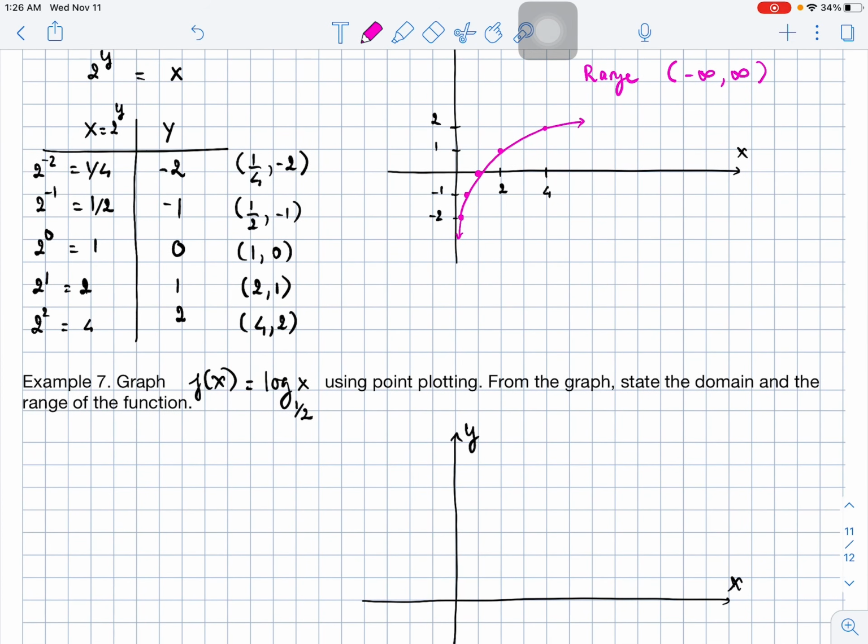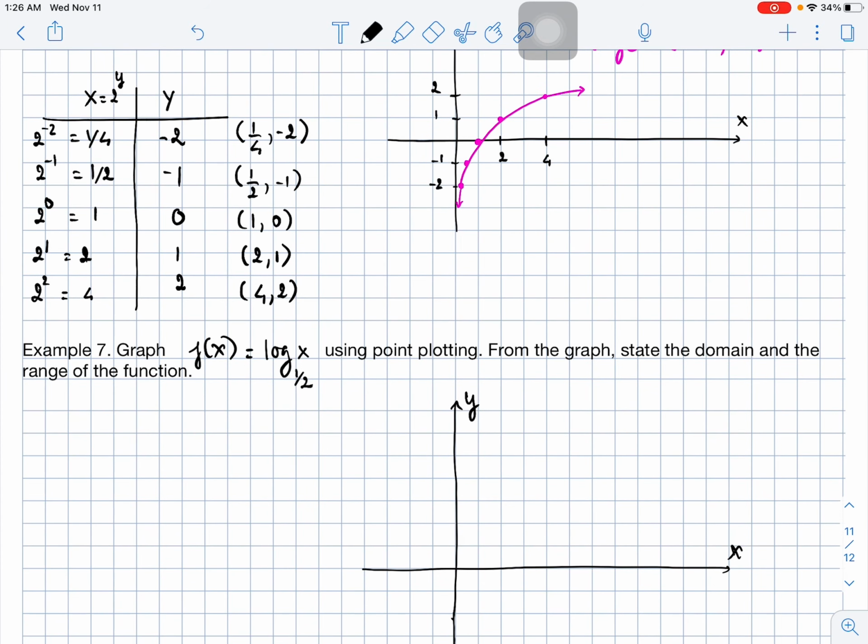Okay, example number 7, we are doing the same job as example number 6. It just gives us a different base. The base in problem 6 is 2, and the base in problem 7 is 1/2. The way we do it will be the same as before, and I hope you will remember. Do you remember, first of all, what do we do? In step 1, we write y equal log base 1/2 of x.